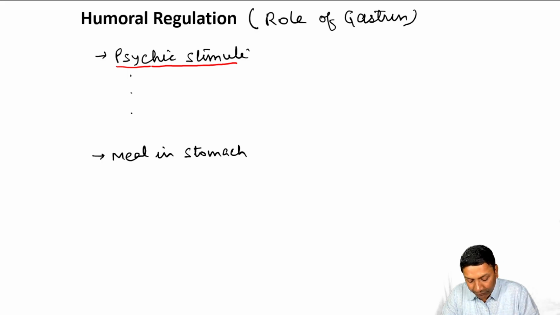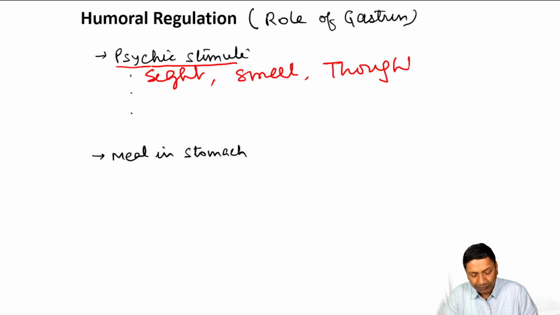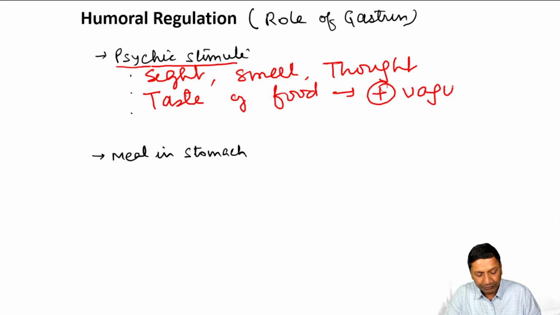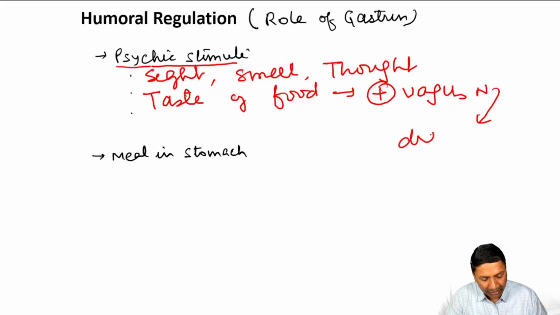So sight of the food, smell of the food, then the thought of the food, and taste of the food. These psychic stimuli are going to stimulate the vagus nerve, right? And this vagus nerve will cause the direct release of the gastric juice.